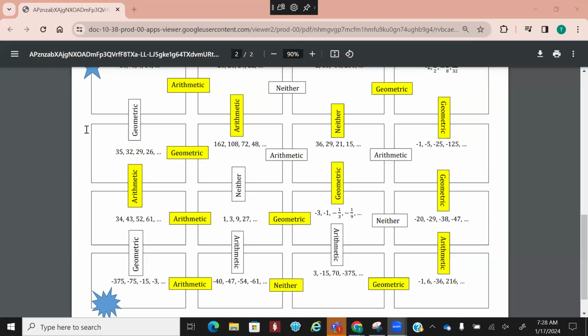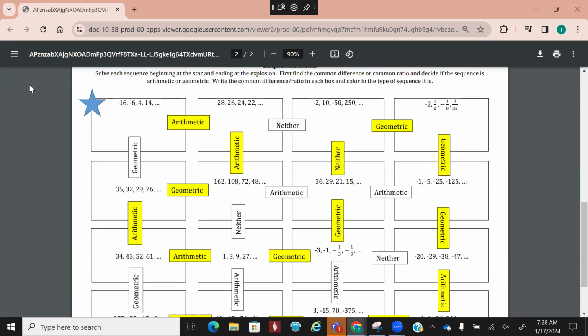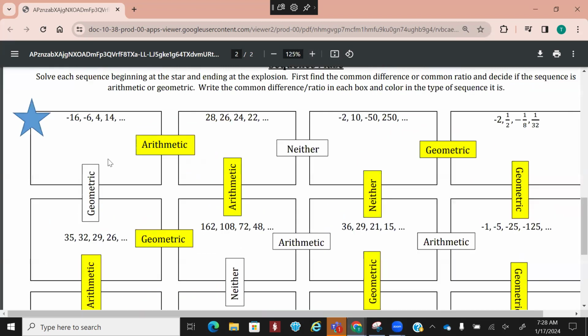Yesterday, we talked about the difference between recursive and explicit form. And I want to hit on that a little bit more. So we're really going to focus in on this first problem right here. So we've got -16, -6, 4, and 10. Yesterday we talked about the explicit form, and you can put this on this paper, either on the back or at the bottom.